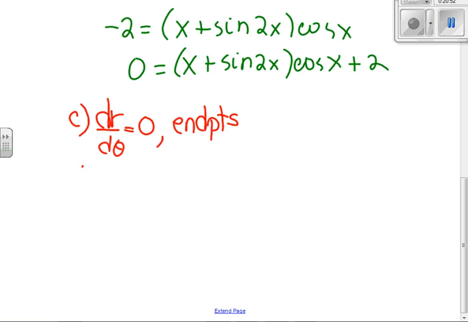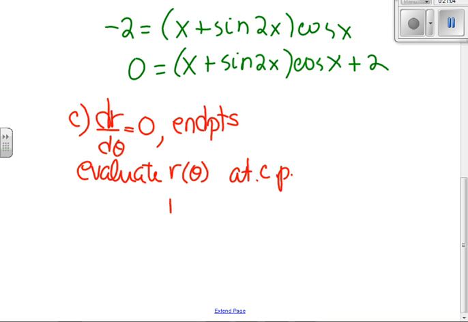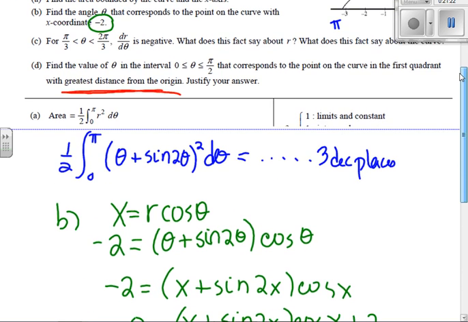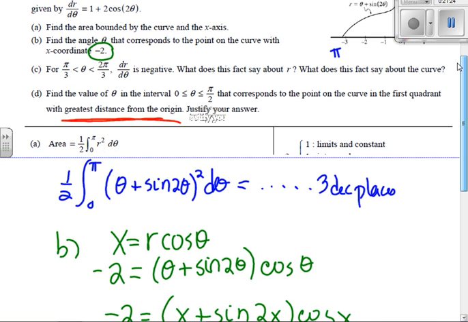And then you evaluate r of theta at your critical points. So I like to do mine in tabular form because that's just what I'm used to doing. So this is theta, and this is r, and so this would be at 0, pi over 2, and my guess is going to be where the derivative is 0. And it's a calculator problem. So what's the derivative? 1 plus 2 cosine 2 theta.